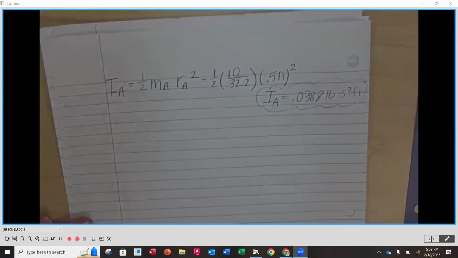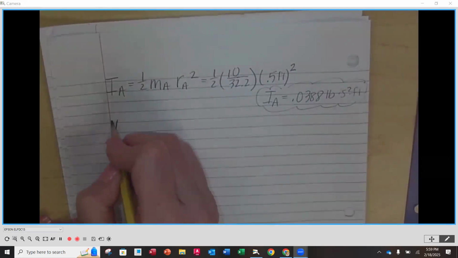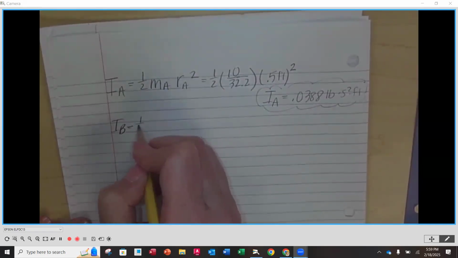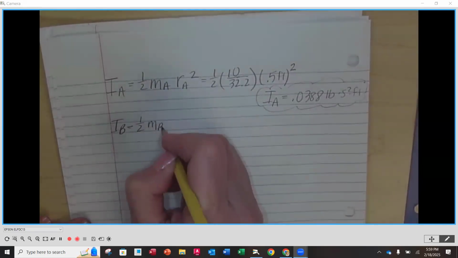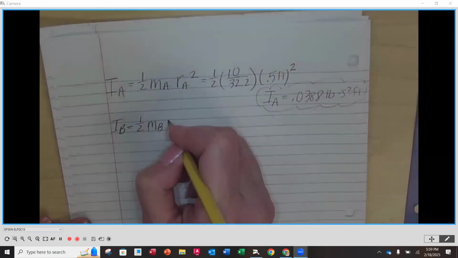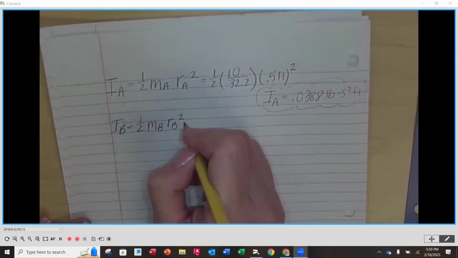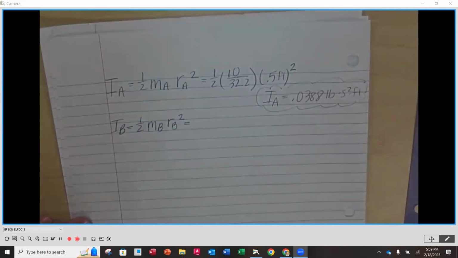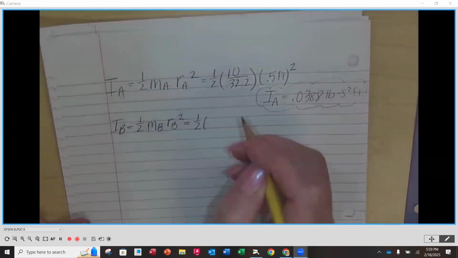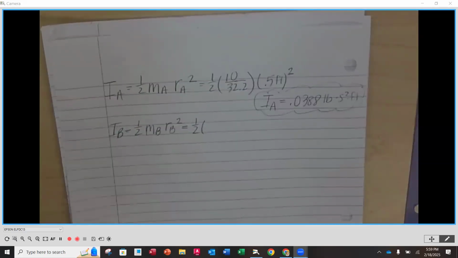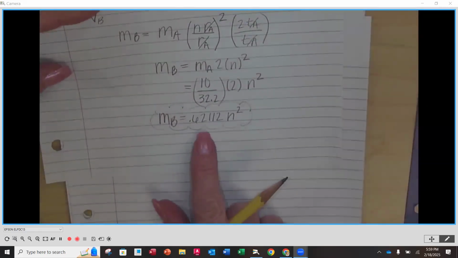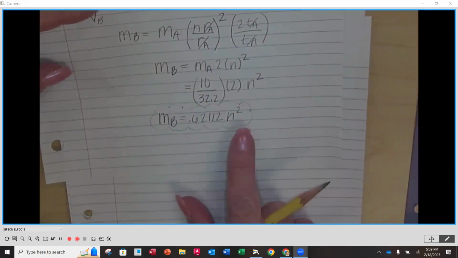So that's an actual value. You have a number calculated for a moment of inertia of A. Now, moment of inertia of B, same base equation: mass of B times the radius of B squared. This one is going to be equal to 1/2 times the mass from the previous page. Don't forget to multiply it by n squared.